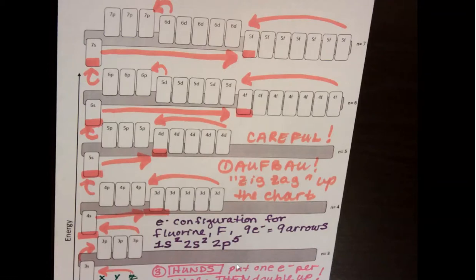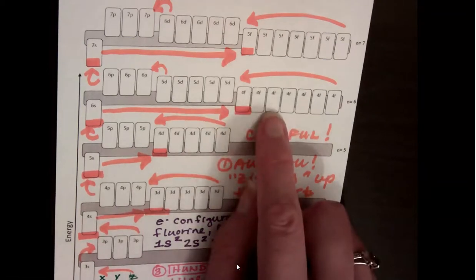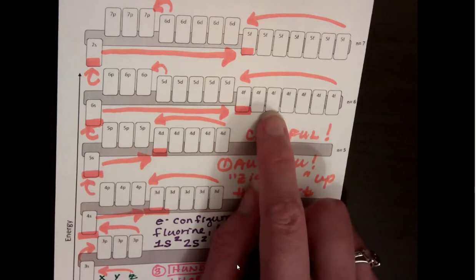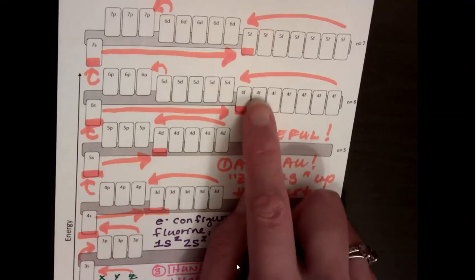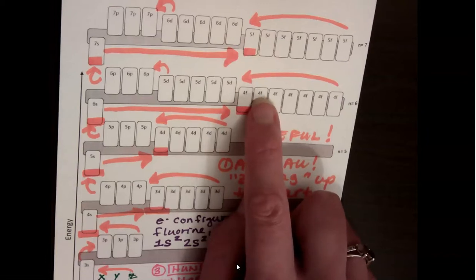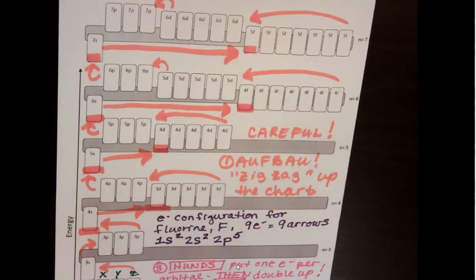Sometimes people will say, well, if 4f is way up here, why is it still energy level 4? And that's because it really has to do with the distance from the nucleus, not the energy that it takes to fill that electron. So remember that the number in front here is really more referring to the energy levels in terms of distance from the nucleus. Okay? All right.